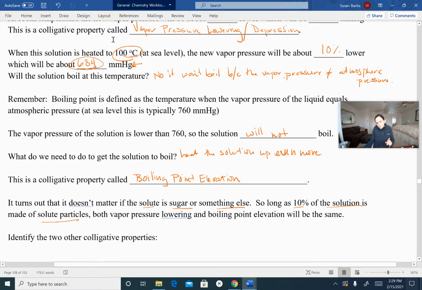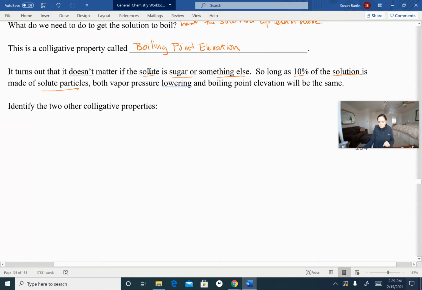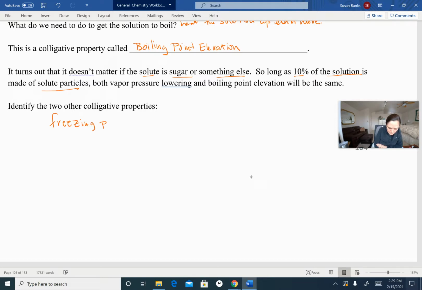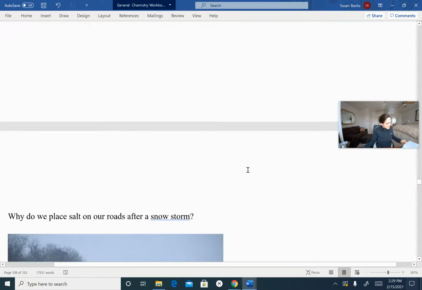Okay, so there are two other colligative properties that we're going to talk about. We're going to talk about freezing point depression and osmotic pressure. Okay, so those are the two other colligative properties that we are going to talk about today.